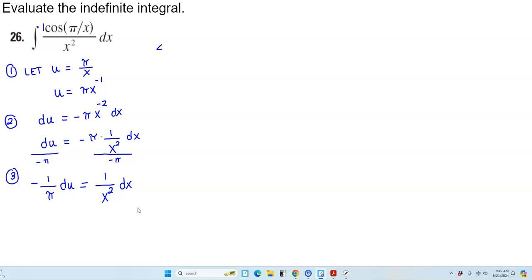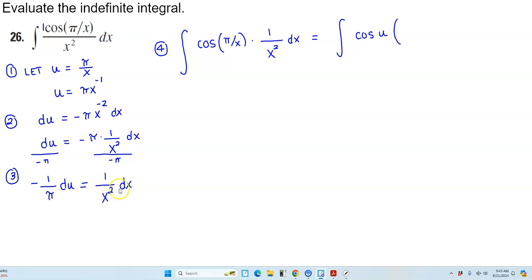Now in step number 4, let's rewrite the original question. We're going to use the commutative property of multiplication. So we have the cosine of pi over x times 1 over x squared dx. Now we're going to put in our substitution. We have the cosine of u times, well, we know that 1 over x squared dx is negative 1 over pi du, so that's negative 1 over pi du.